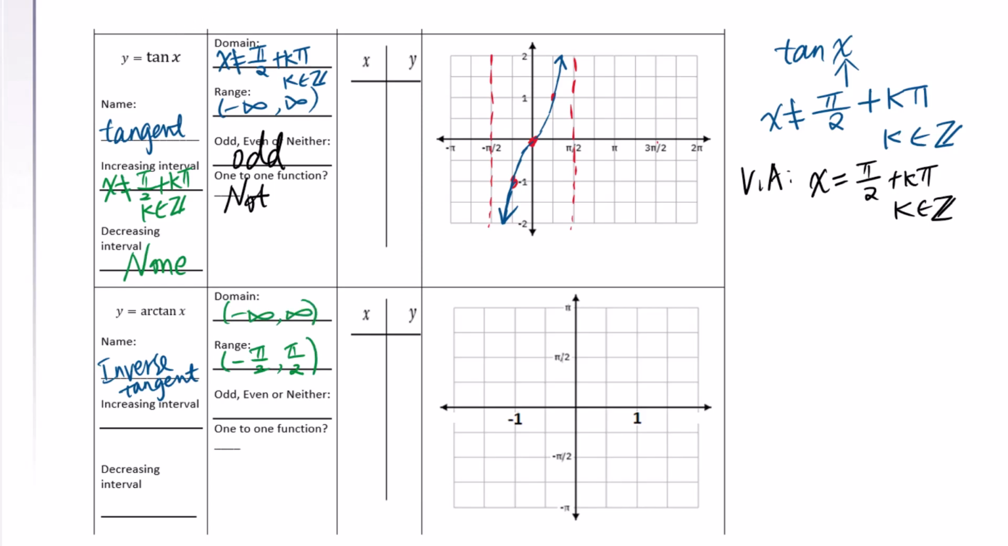Since we have a vertical asymptote line for tangent x, we will have a horizontal asymptote line for inverse tangent x: y equals negative pi over 2, and y equals pi over 2.